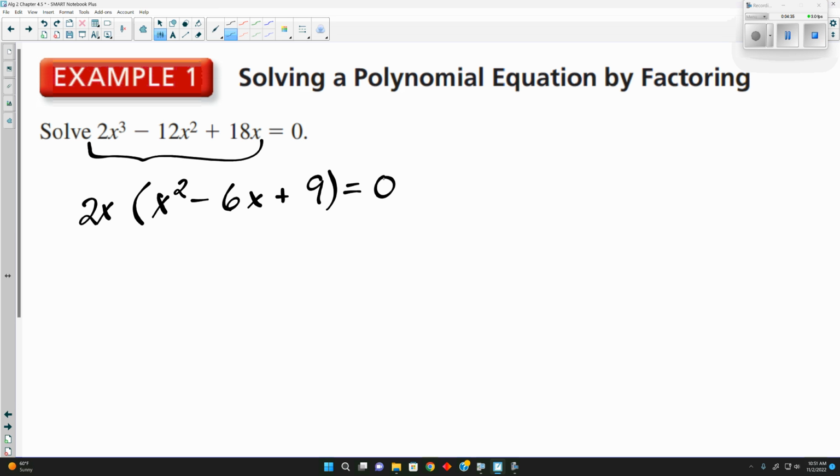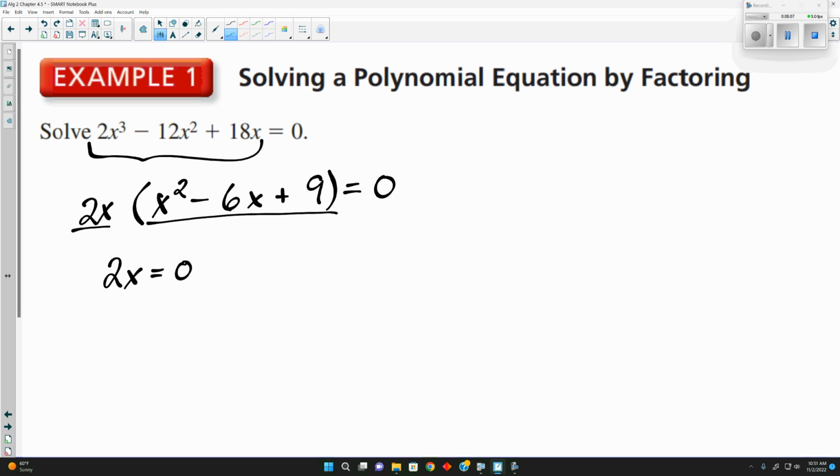Any questions on this so far? Since it has a 0, no, we're not dividing. Now at this point, we have two things multiplied together that equal 0. Whenever we multiply two or more things together to equal 0, one of them must be what? 0. So we're either saying 2x is 0 or x squared minus 6x plus 9 is 0.